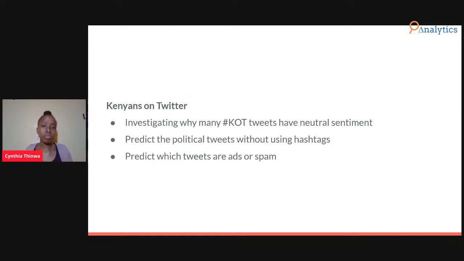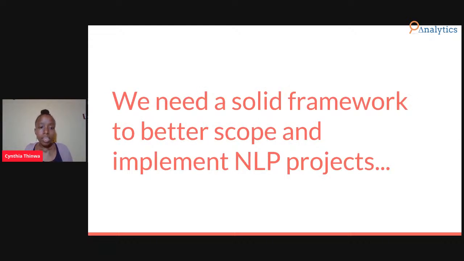And then when it comes to this particular data set, we can check out why so many tweets have neutral sentiment, try to predict political tweets or tweets that have a political nature, and try to predict which tweets are ads or spam.